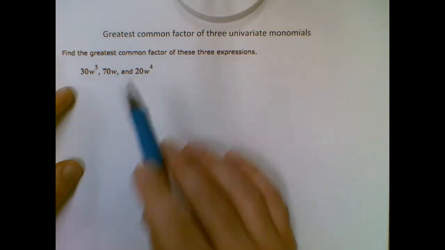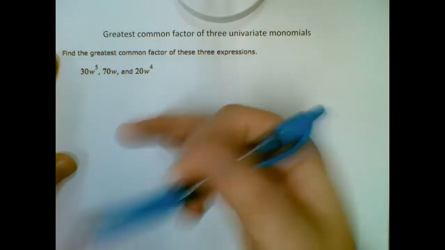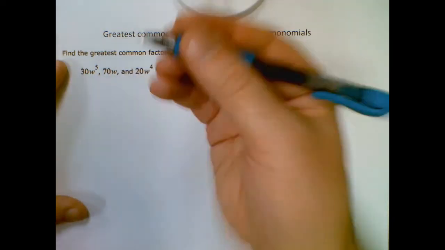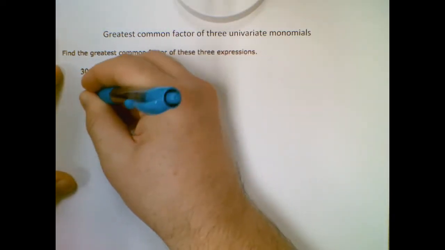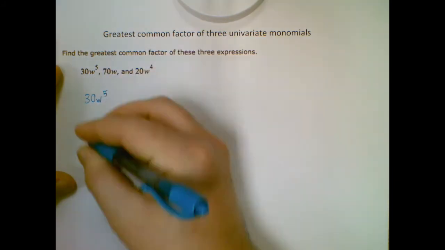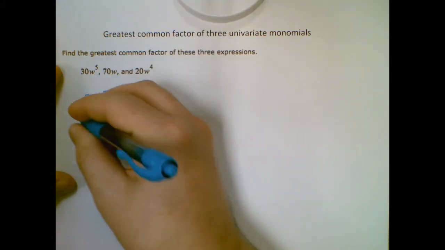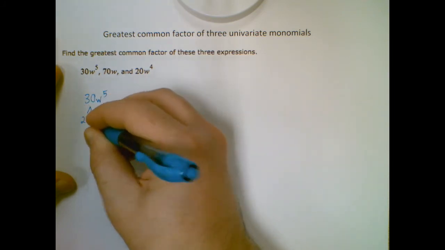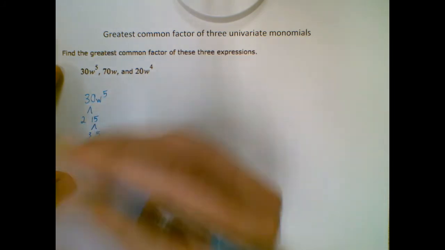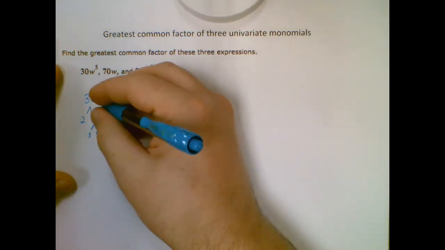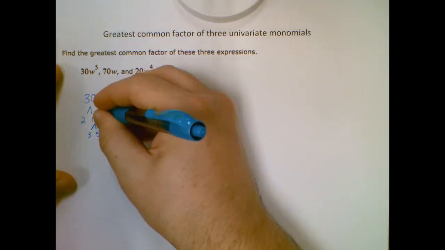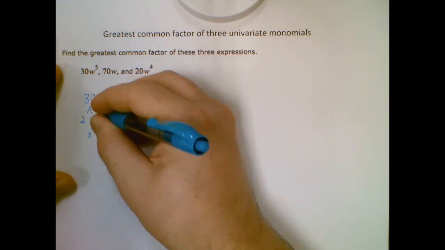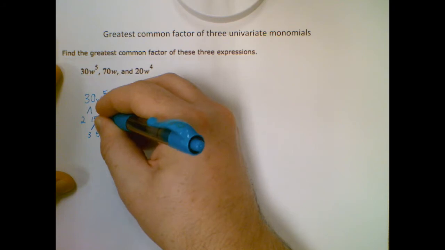So in this case, they all have w's. So I'm going to do a quick factor tree of all of them just to see what my prime factors are. So I have 30 w to the fifth. So 30 breaks down to 2 times 15, and 15 is 3 times 5. So I have a 2, a 3, and a 5. And then my w has 5 w's, right? That's what that raised to the fifth means.